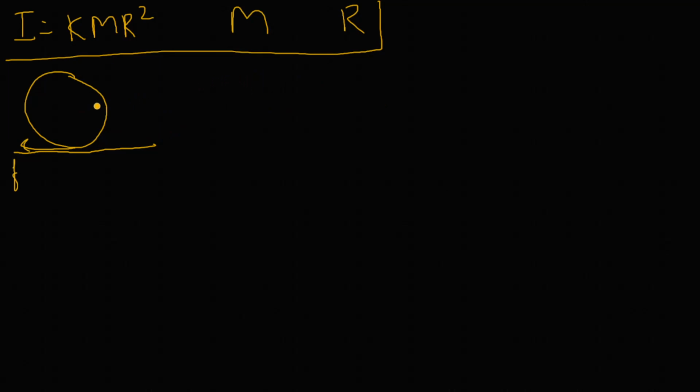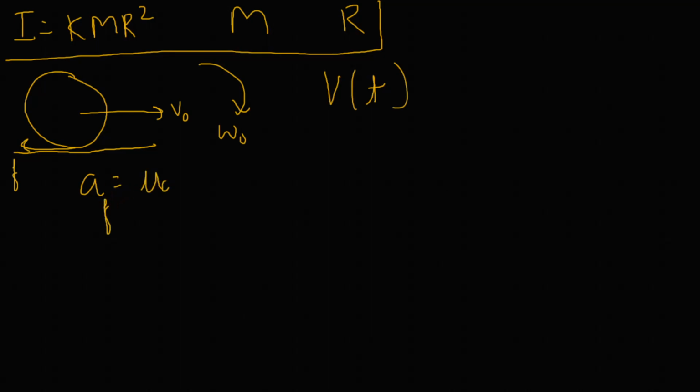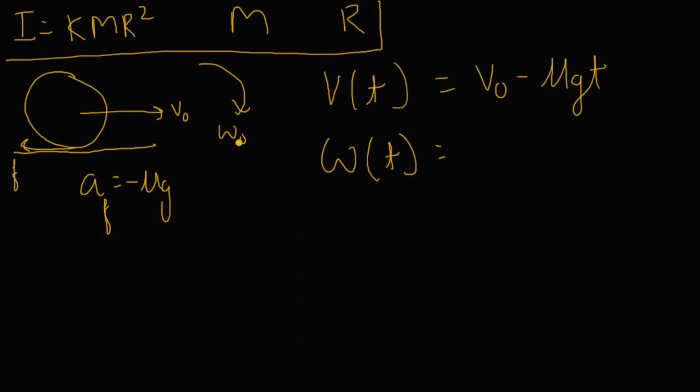So let us write velocity as a function of time again, with v naught and omega naught. Velocity as a function of time is v equals v naught minus mu g t, since the acceleration due to friction is minus mu g. This is the same as before, and now let us write the torque equation and the angular velocity as a function of time.